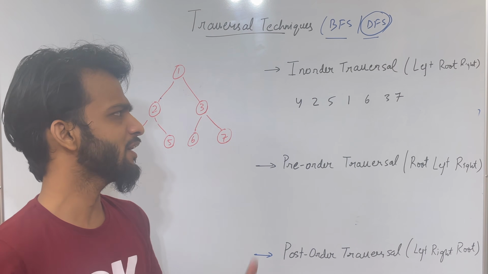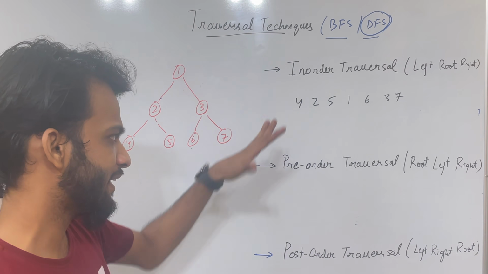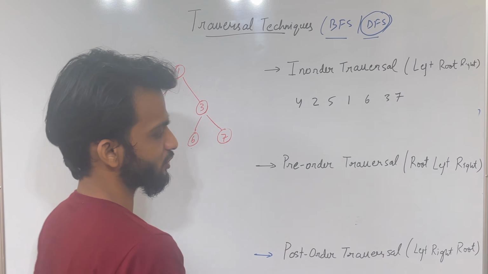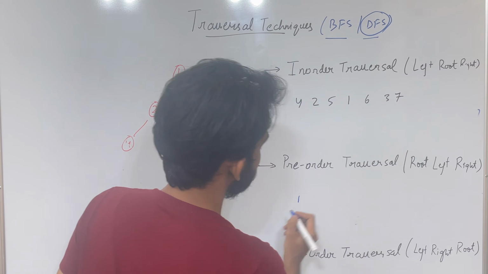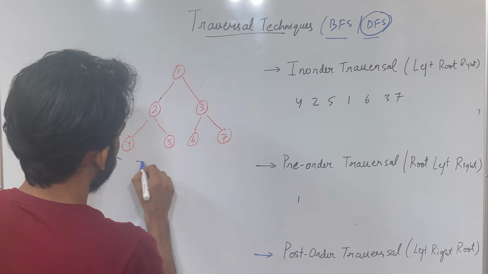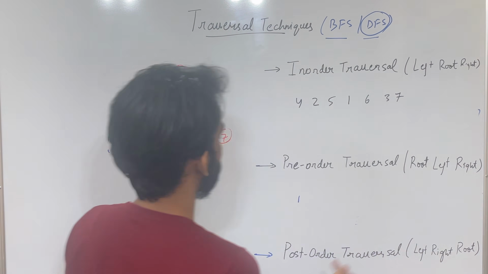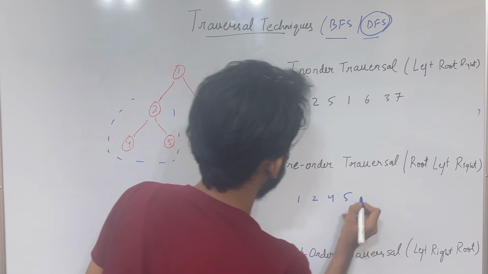If you did not understand, no issues. I'll be printing the in-order traversal for one more tree. Let's first do the pre-order and post-order. After that, I'll do that. Pre-order traversal: root, left, right. Which is the root? 1. It says go to the left subtree. So this is your left subtree. In this left subtree, apply the logic root, left, right. So 2, 4, 5.